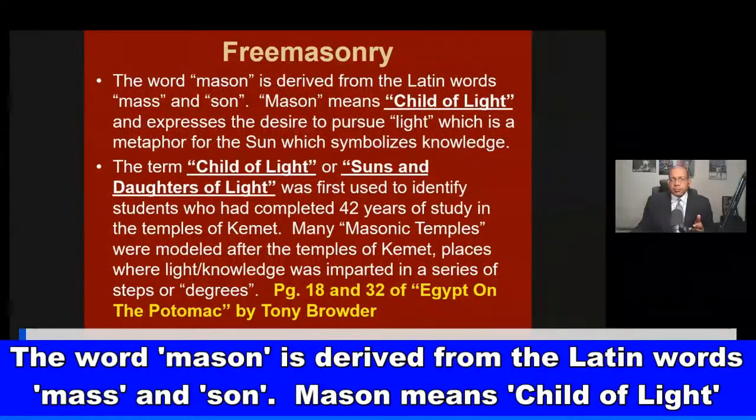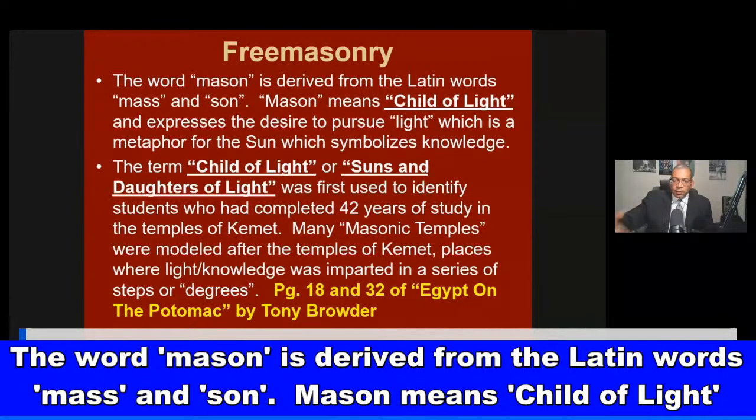All right, let's continue. Okay, so the term child of light or sons and daughters of light was first used to identify students who had completed 42 years of study in the temples of ancient Kemet. Many Masonic temples were modeled after the temples of Kemet, places where light or knowledge was imparted in a series of steps or degrees. So the concept of going to a liberal arts college comes out of ancient Africa as well. And George G.M. James talks about this in the book Stolen Legacy.